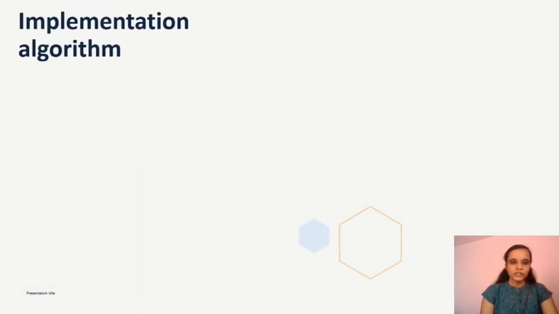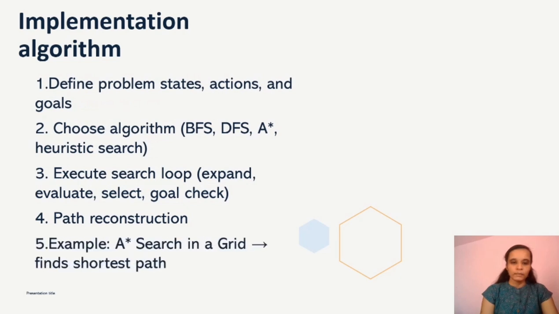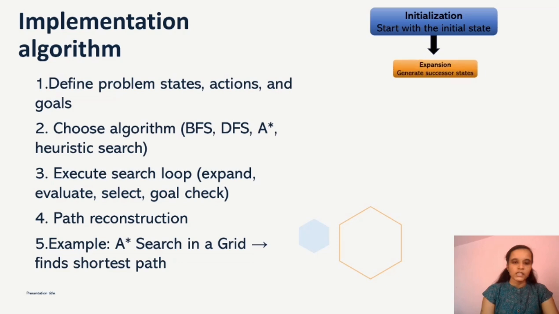Implementation algorithm. Let's understand how unification is actually implemented. Here's the general algorithm process. First one is initialization. Starts with the initial expressions to be unified. Second is expansion. Break complex expressions into simpler parts. Compare their subterms.